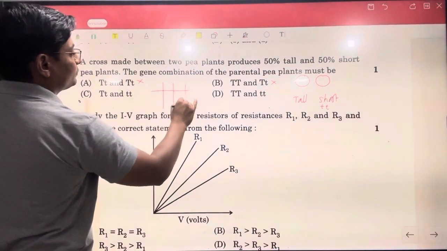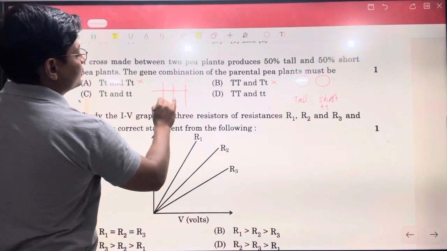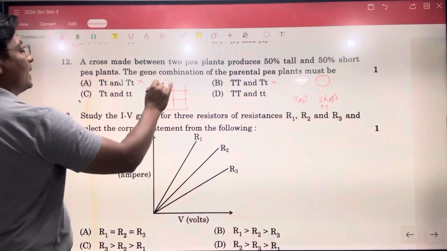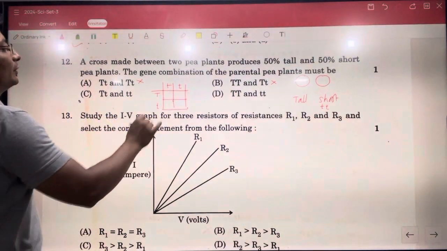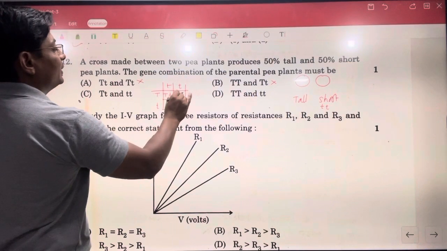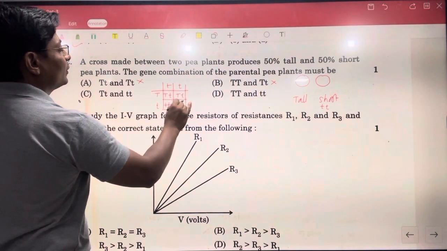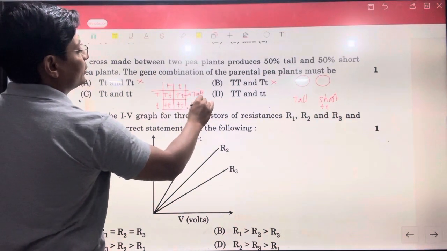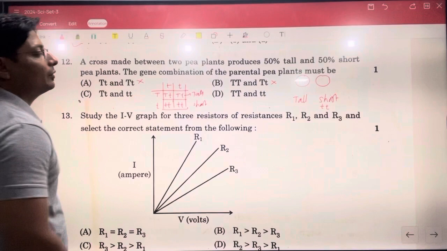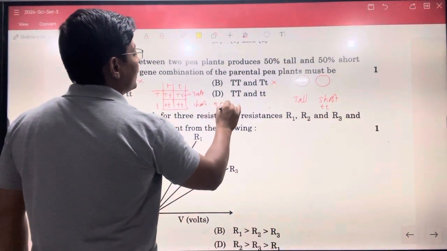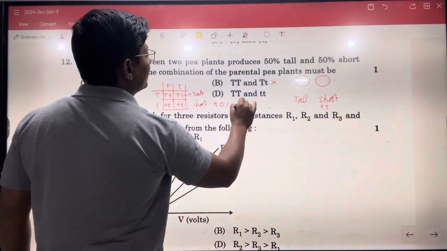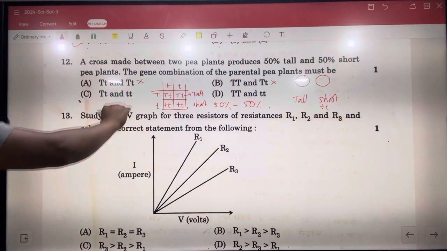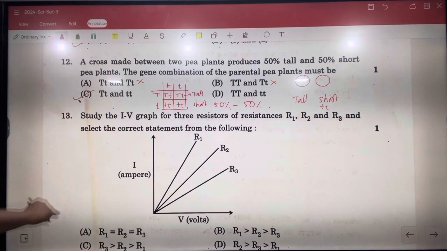So here when you consider this, on this side you can take t and small t, and on this side you can take, this is for option C. So here it is capital T small t, capital T small t, lower side small t small t, small t small t. So here these two will be tall, and these two are short. So if you count the number, two are tall, two are short, which is nothing but 50% and 50%. 50% tall, 50% short. So it satisfies the required statement. Therefore option C would be the correct option.